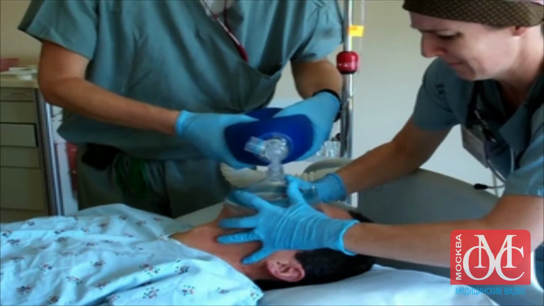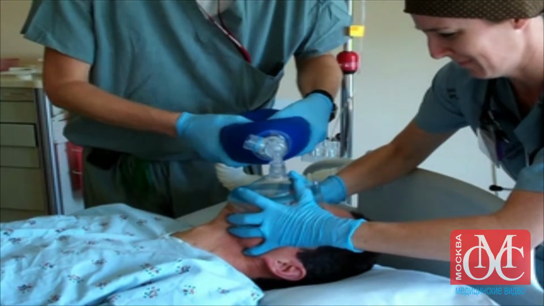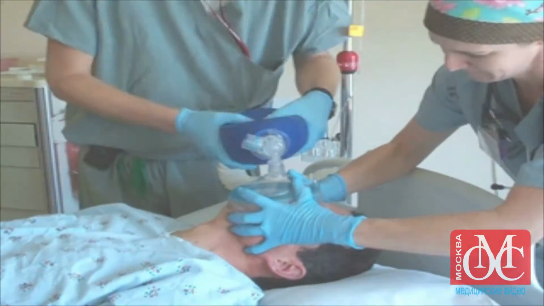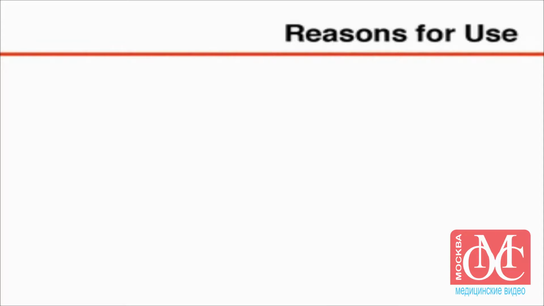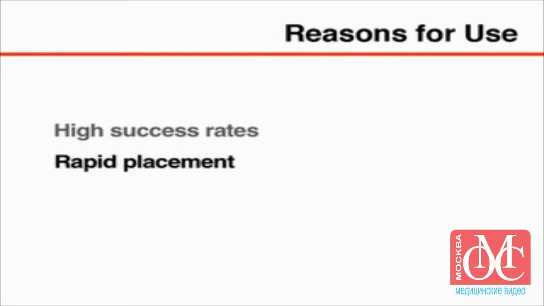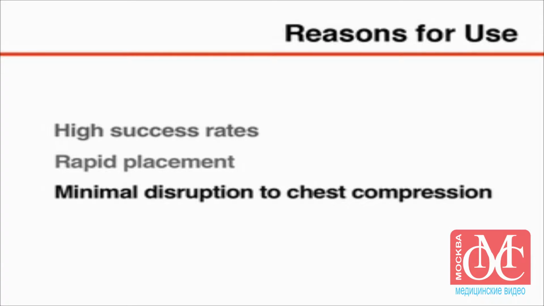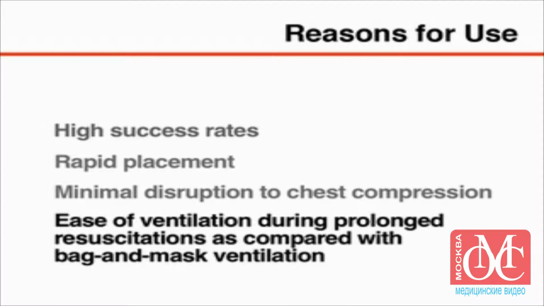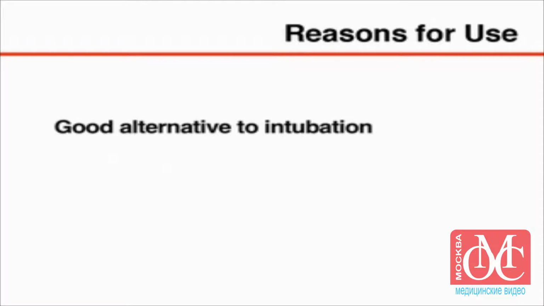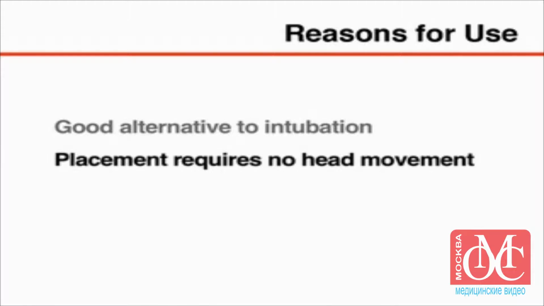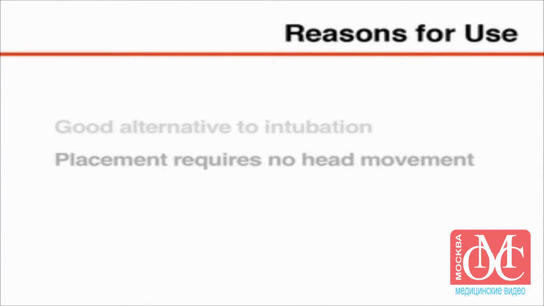Use of laryngeal mask airway instead of bag and mask ventilation during CPR has also led to fewer events of pulmonary aspiration during resuscitation. The reasons for laryngeal mask airway placement during CPR are many and include high first-time success rates, rapid placement by both novices and experts, necessitating minimal disruption, if any, of chest compressions, and ease of ventilation during prolonged resuscitations, as compared with bag and mask ventilation. It is a good option over placing an endotracheal tube when tracheal intubation is difficult or has failed, and placement can be achieved without head movement in patients with potential instability of the cervical spine, for example in patients with traumatic injuries or rheumatoid arthritis.